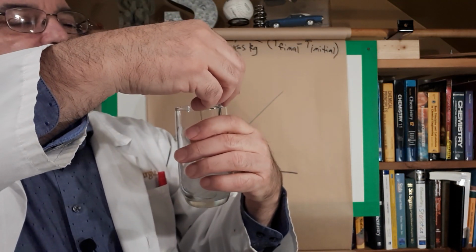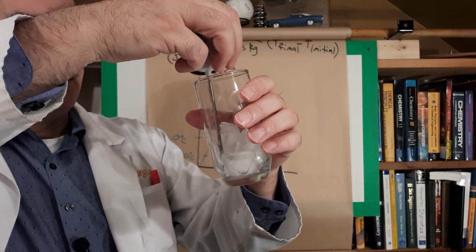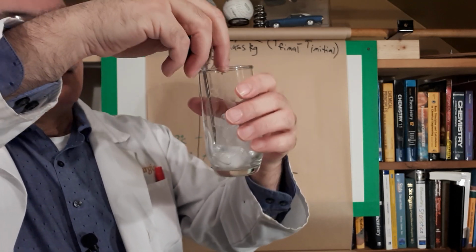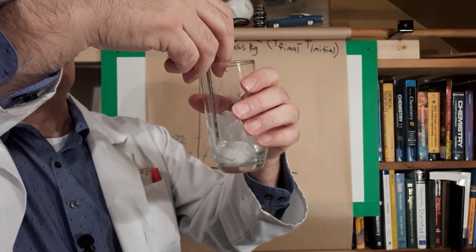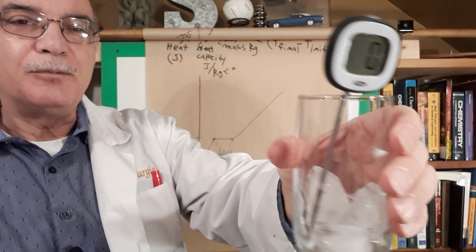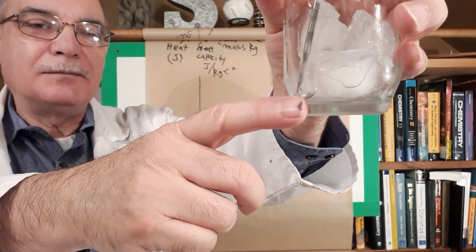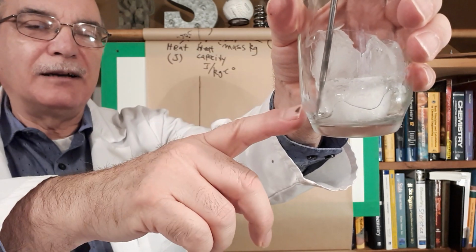Temperature is 0.5. Do a little bit of stirring here, as I'm getting the temperature of the glass itself here, it's starting to rise a little bit. There you go. About 0.4, 0.5 degrees Celsius. So that little bit of water technically is going to stay at 0, just like the diagram says.